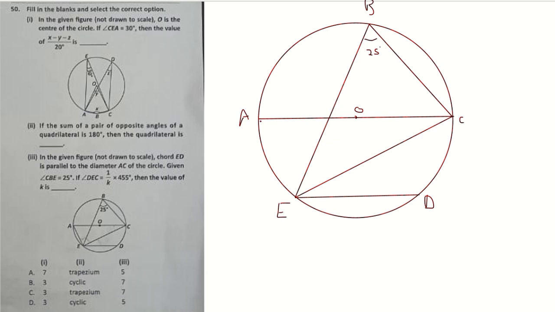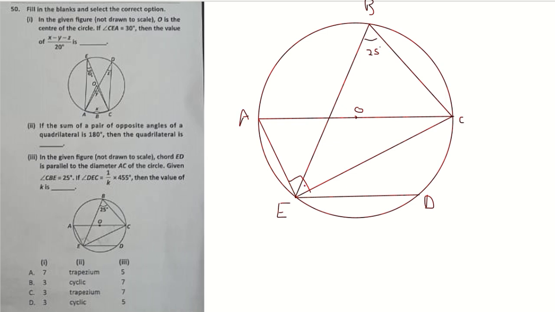Now there is a property, I forgot to join AE, right? This is our figure. Now there's a property that the diameter always subtends a 90-degree angle at the circumference. So therefore this angle AEC is equal to 90 degrees.